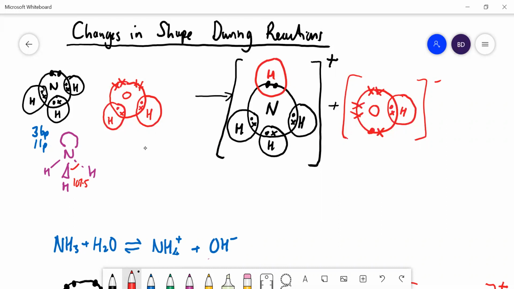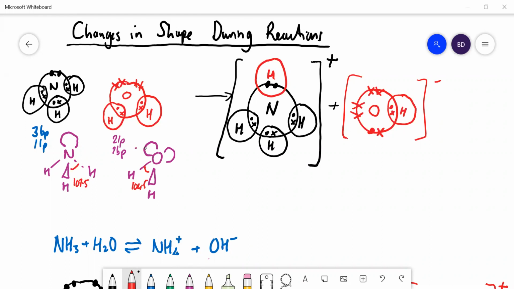We've got water there. It's got four pairs, so it's got two lone pairs and two bond pairs, and that is going to be a bent shape. Okay, so I draw it like the ammonia. I've got one lone pair there, one lone pair there, and you are going to have a bond angle of 104.5.